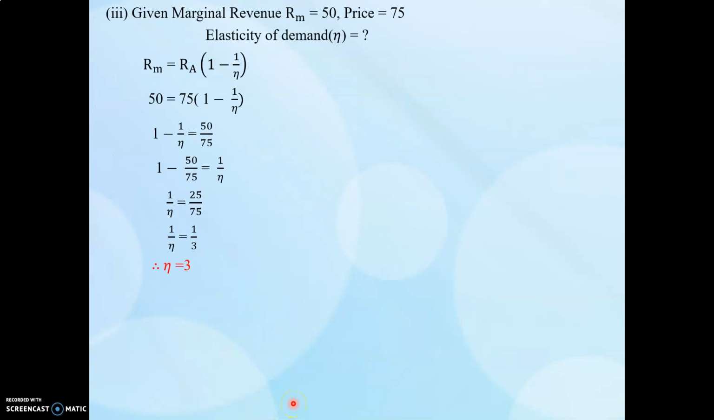And for the third question, it is given that marginal revenue RM is equal to 50 and price is equal to 75. You have to find the elasticity of demand, so eta you have to find out. So you are just substituting the values: 50 is equal to 75 into (1 minus 1 upon eta). Cross multiplying, 1 minus 1 upon eta can be written as 50 upon 75. Then solving, 1 upon eta is equal to 25 upon 75, 1 upon eta is equal to 1 upon 3. Therefore eta is equal to 3 is the value for this question.